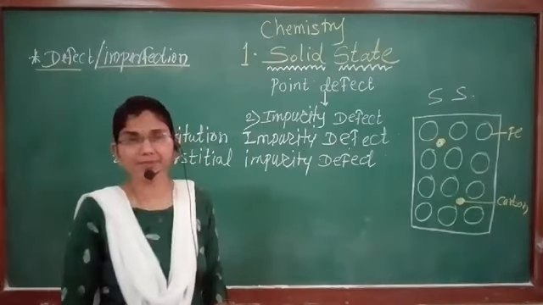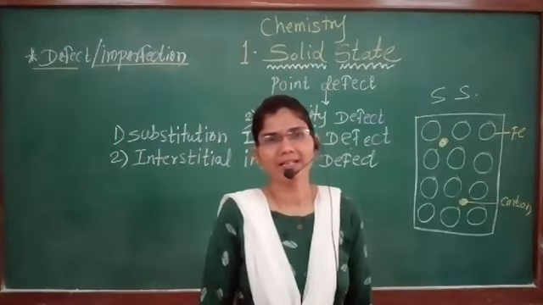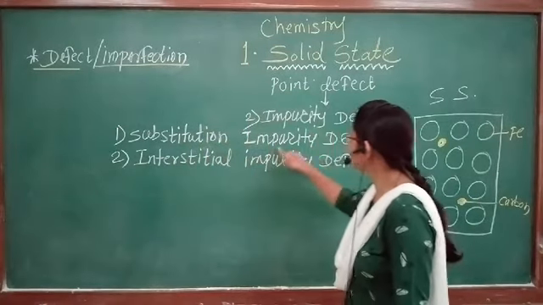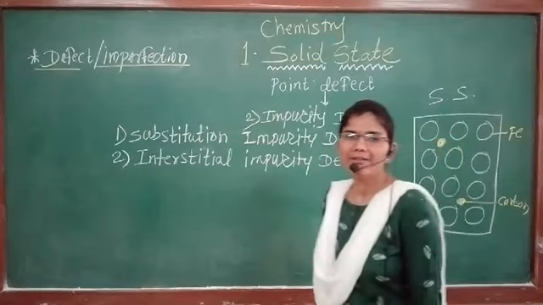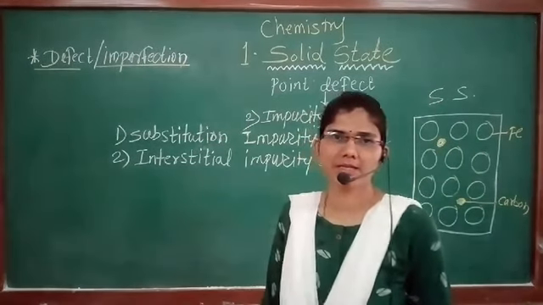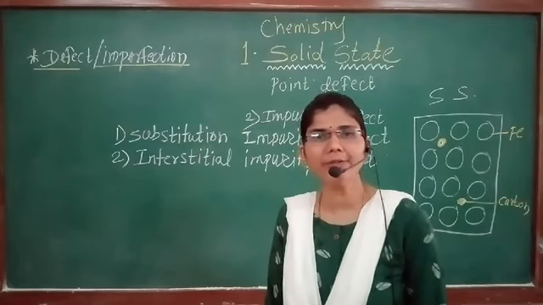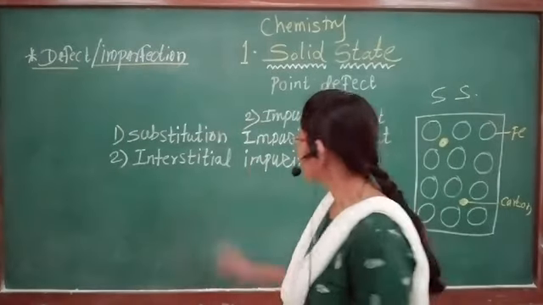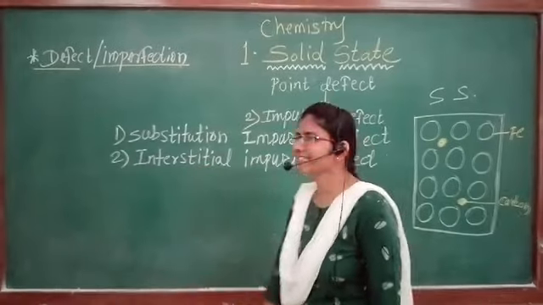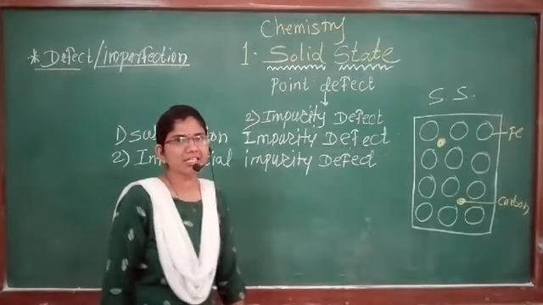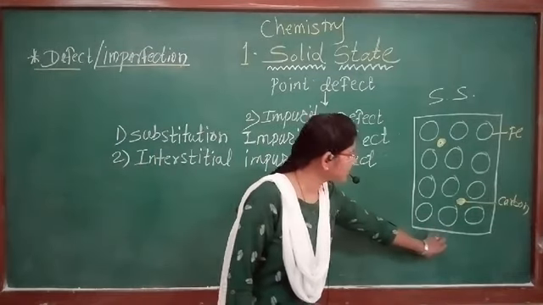Because as we know, the impurity defects are classified into 2 types. The first one is substitutional impurity defect, and in that we have seen 2 examples. First one is brass, and second one is the vacancy through aliovalent impurity. Then the second type of impurity defect is interstitial impurity defect. This is an example of the interstitial impurity defect.